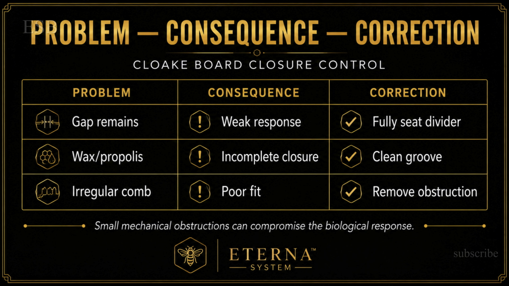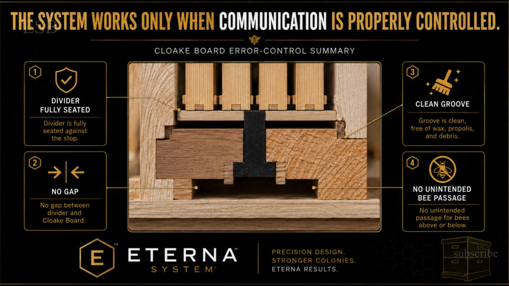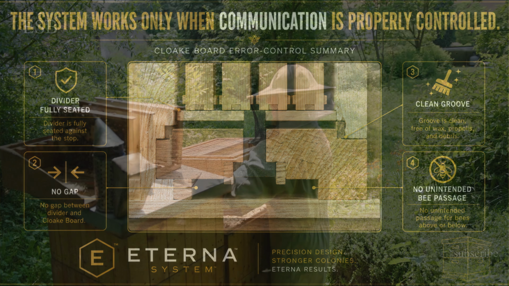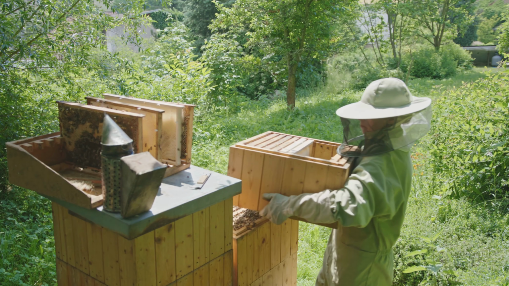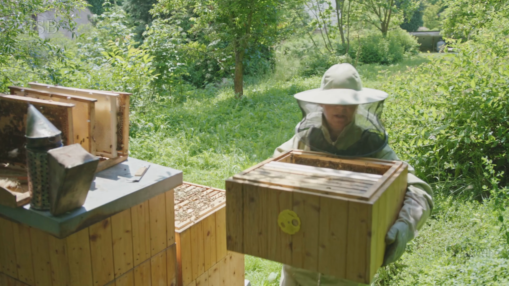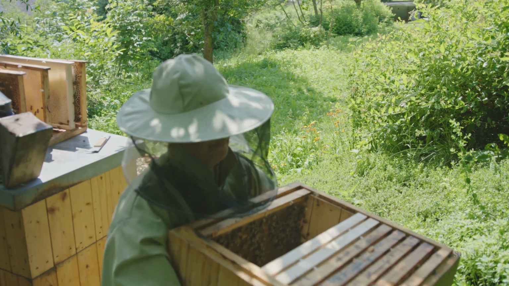The divider must seat properly inside its groove. Wax, propolis, or irregular comb must not prevent complete insertion. The construction must maintain appropriate bee space while preventing unintended passages between the sections.